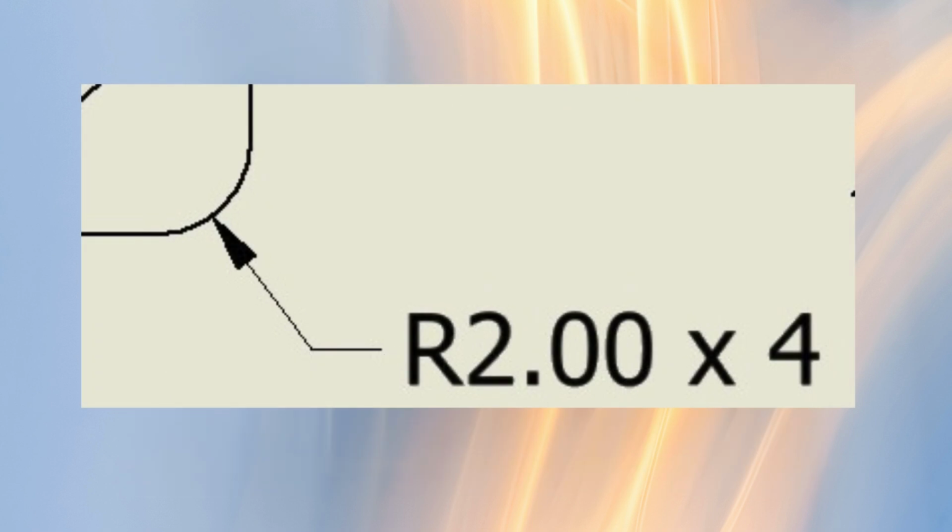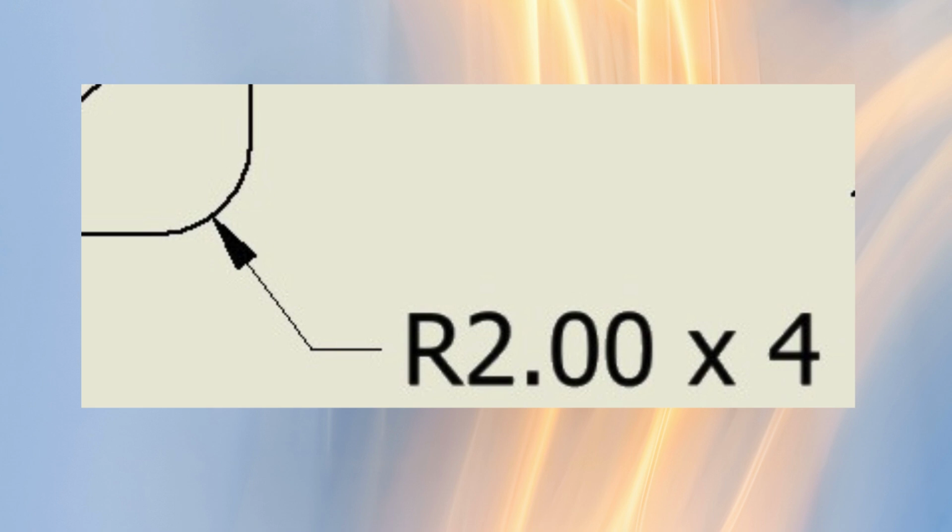This time, rather than a diameter symbol, we have the letter R. This is to denote radius, which is half of the diameter. We also have, following the size, times 4. This is a filleted corner and the times 4 is telling us there are 3 other filleted corners of the same size. This is simpler and less cluttered than putting this size on each of the 4 on the drawing. It is done to make the drawing clearer and more easily read.